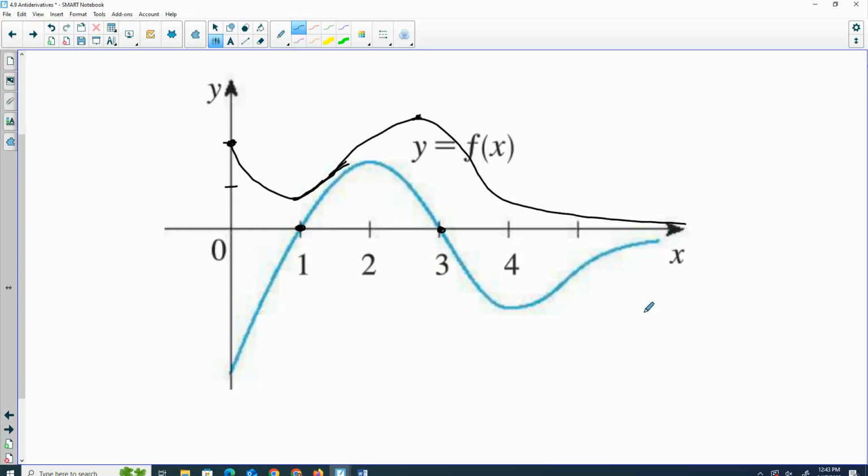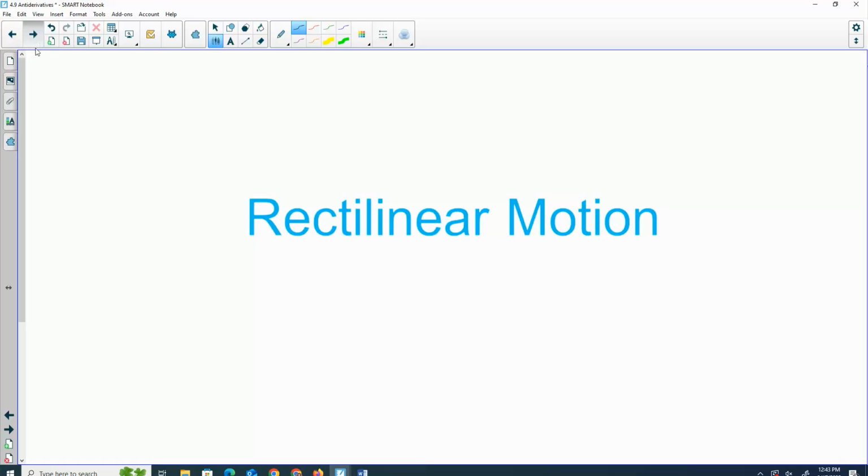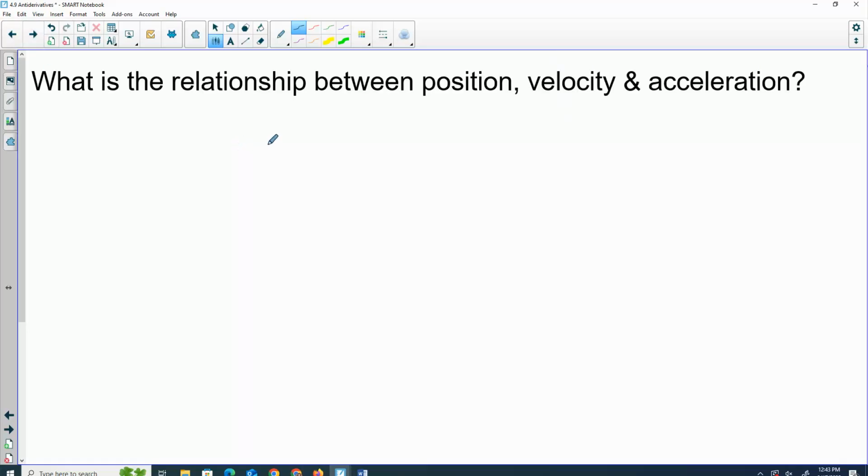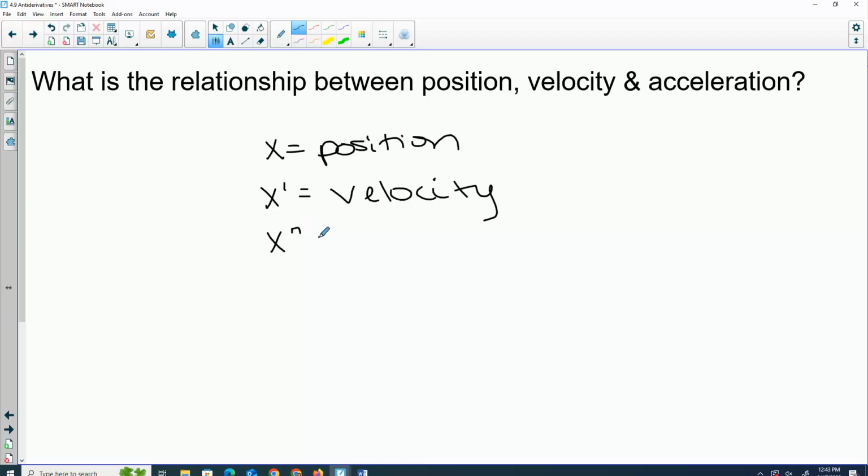All right. Maybe it's kind of making us think about our connections here. Another connection we want to make. We've talked about motion problems a lot, right? Position, velocity, acceleration. So remember, your original function is your position. When we do the derivative, that gives us velocity. And the second derivative is acceleration.